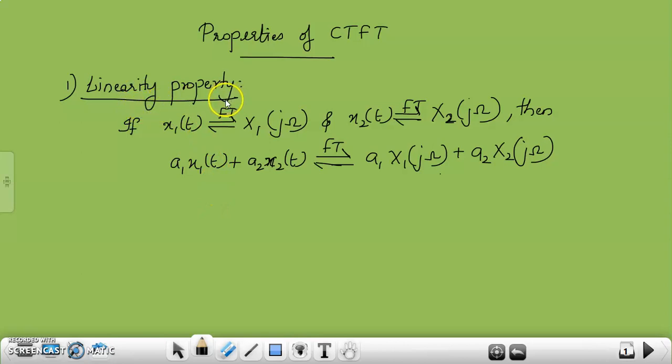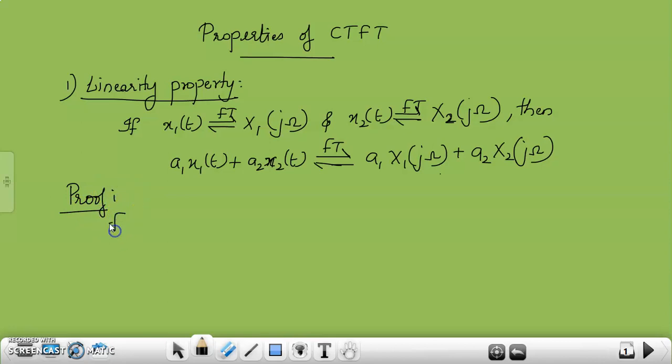First property is the linearity property. It states that if the signal x1 of t is transformed into X1 of j omega and x2 of t is transformed into X2 of j omega, then a1 times x1(t) plus a2 times x2(t) is transformed into a1 X1(j omega) plus a2 X2(j omega). That means the linear combination of one or more signals gets transformed to the linear combination of their corresponding transform pairs.